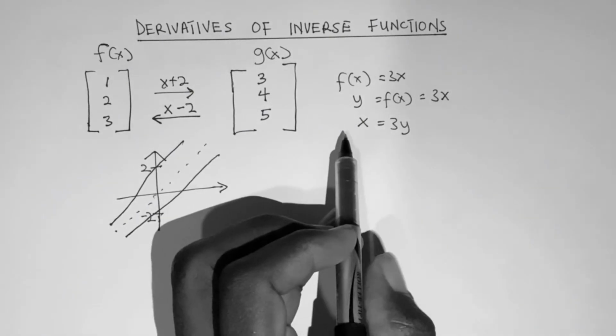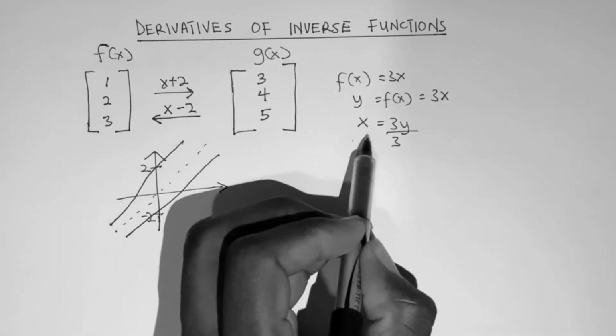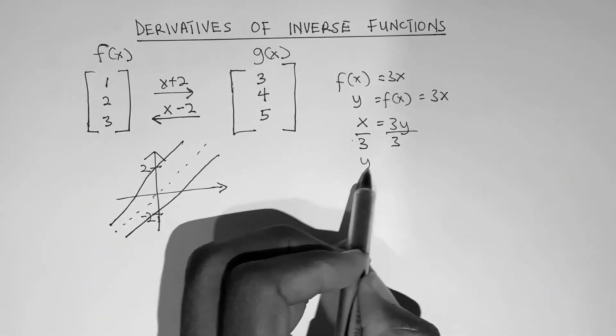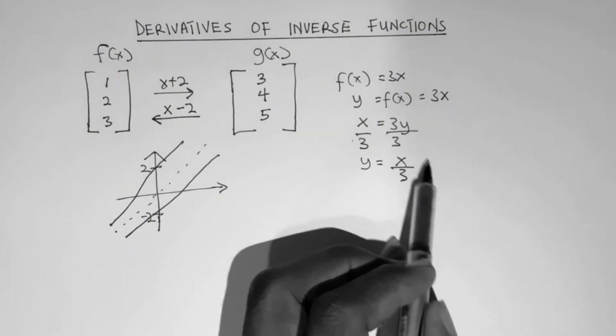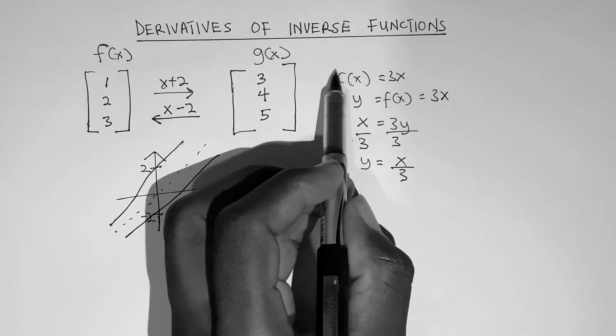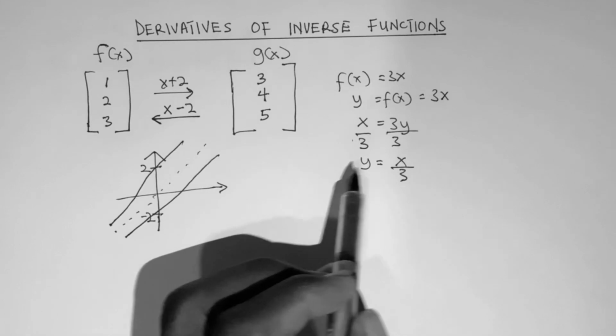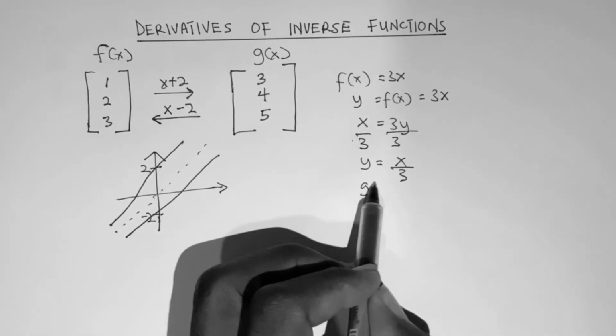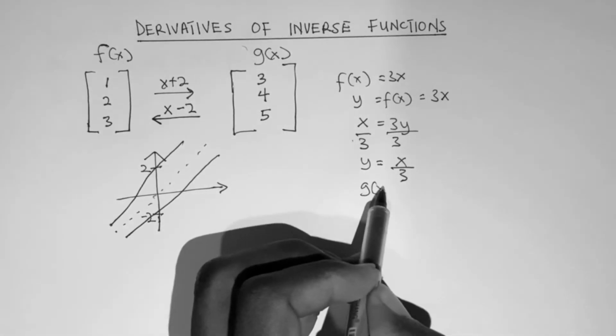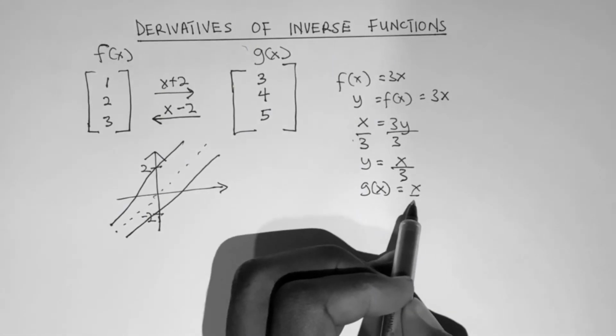Then we solve for y. So we divide both sides by 3. So y is equal to x over 3. So y equals x over 3 is the inverse of f of x equals 3x. So in other words, y will be g of x, as in this case. So g of x is equal to x over 3.